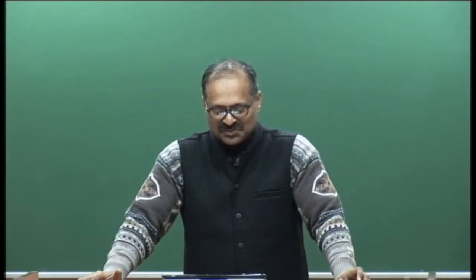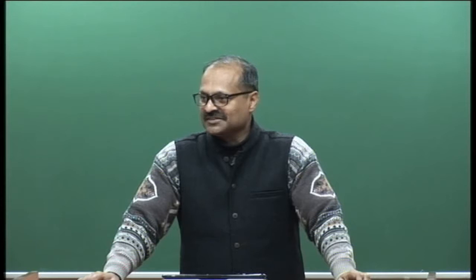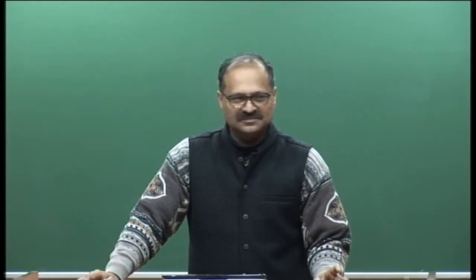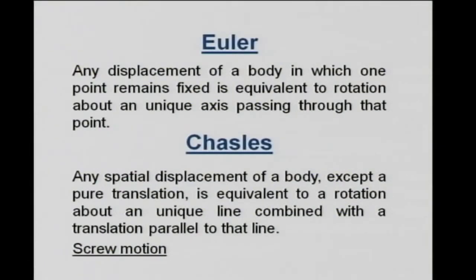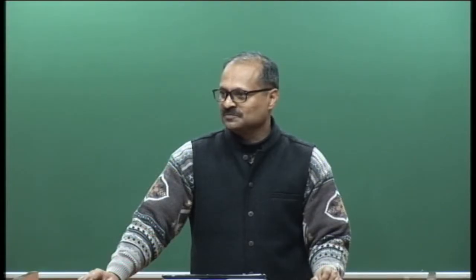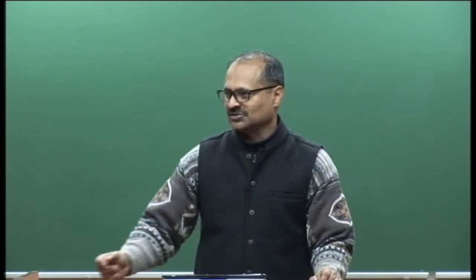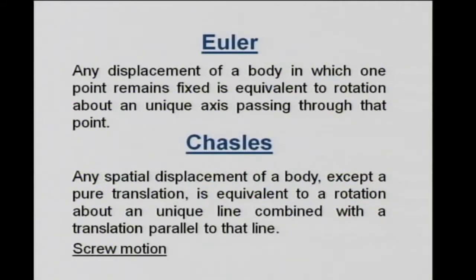It seems intuitive. It was not intuitive to human beings for several thousands of years until Euler came. Even more important is Chasles' theorem, which is a further generalization, which says that any spatial displacement of a body except a pure translation is equivalent to a rotation about a unique line combined with a translation parallel to the line. Difficult, right? But essentially it's a screw. A point on the screw rotates about the axis and also translates along the axis, and the translation is related to the pitch and the rotation. We will look at screws later. So essentially what Chasles is talking about is what is called a screw motion. That is the general motion in space.